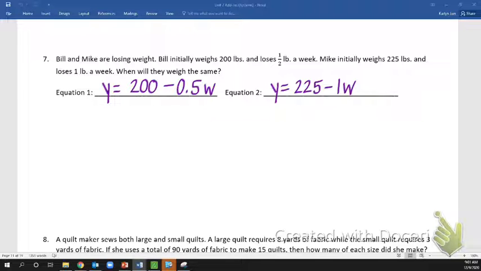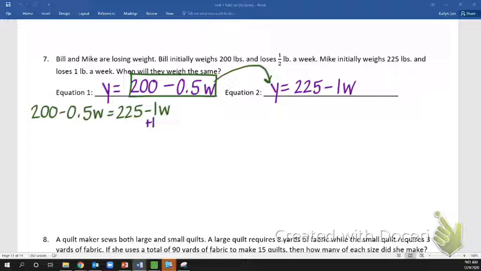So since both of these say y equals, we are going to use substitution to solve this. I take what y is equal to in one of the equations and substitute it in to the other equation. So 200 minus 0.5w equals 225 minus 1w. We need to get all of our variables to one side, so I'm going to add 1w over to the left and get 200 plus 0.5w equals 225.